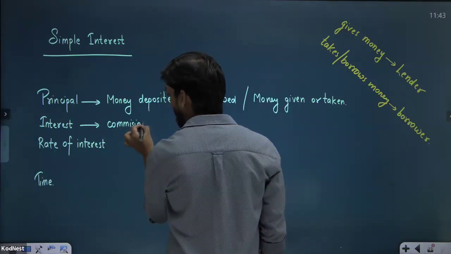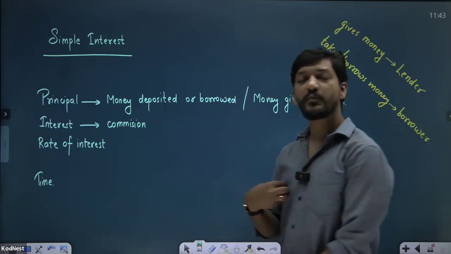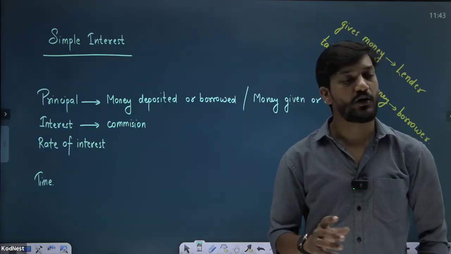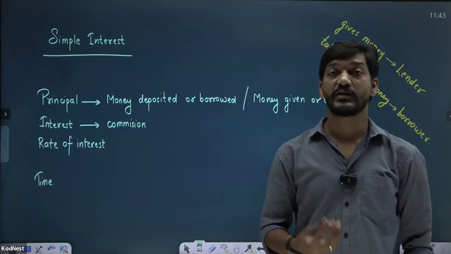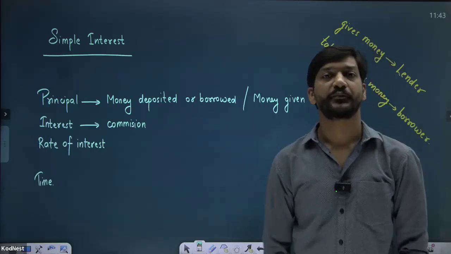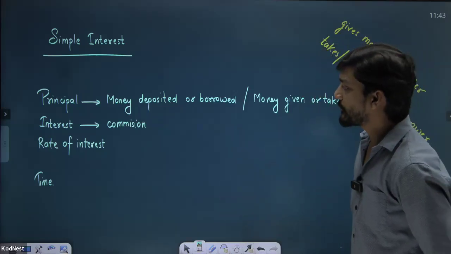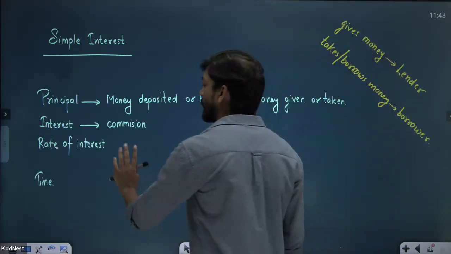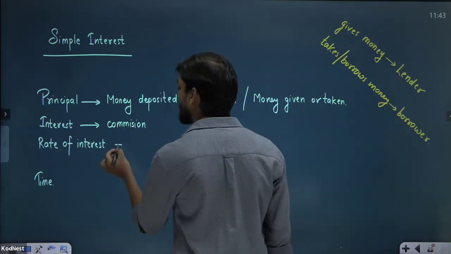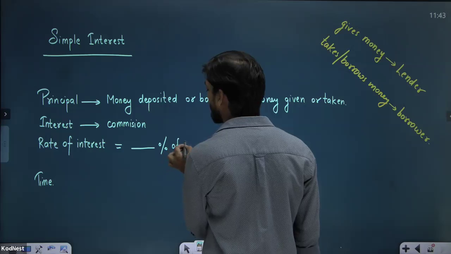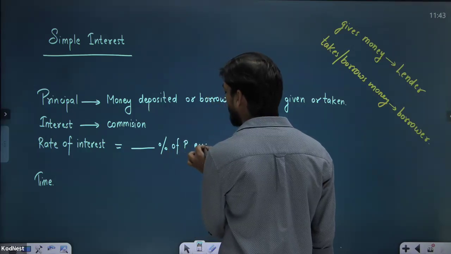Because it is my money. Okay. It is my money. So if I am giving it to you, you are using it for your benefit or for your entertainment. So I will charge a commission on that. So that commission, we call it as interest in professional terms. Okay. Now, this commission will be a certain percentage of principal every year.